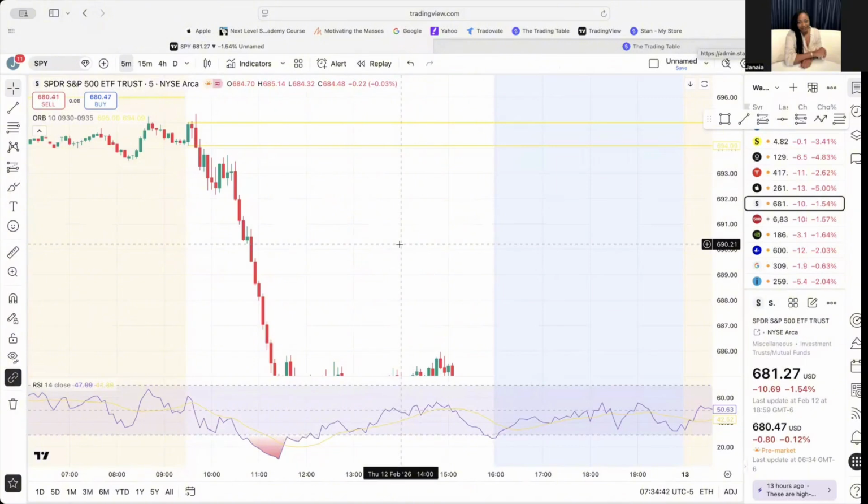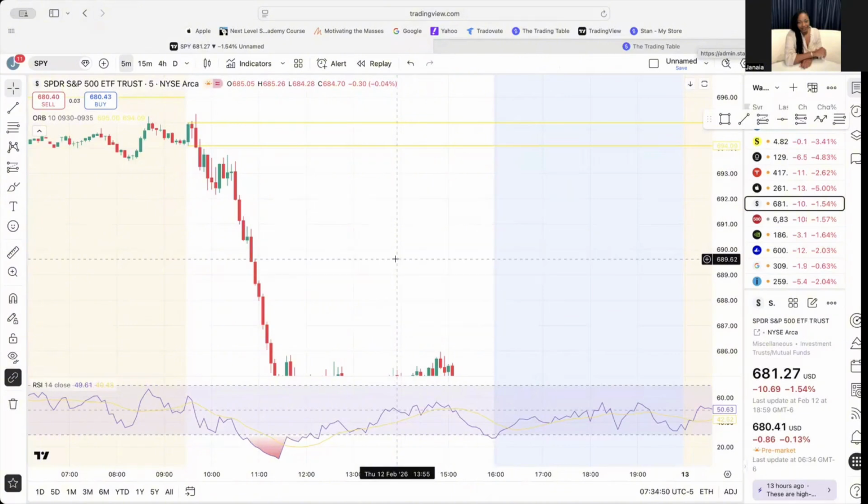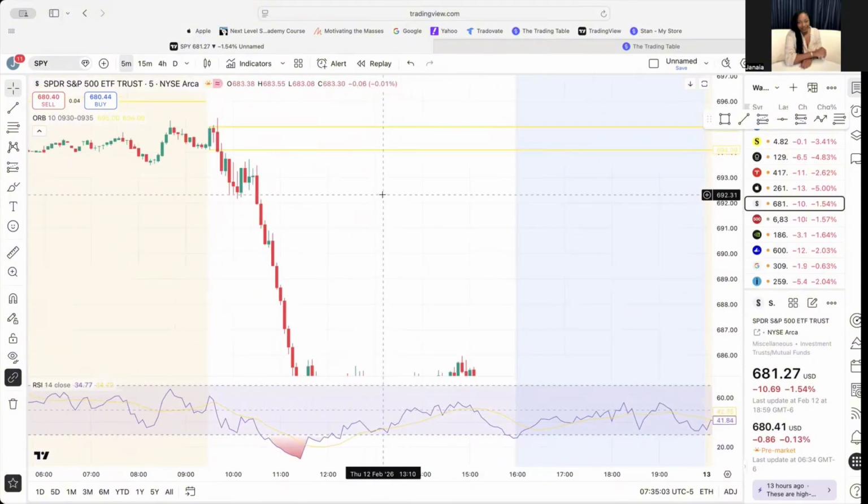So, I'm Janam, if you don't know already, and I keep my chart fairly simple on purpose, because having a whole lot going on at one time on your chart doesn't necessarily mean better trading. So, I'm going to break down everything that I have on my chart in a way that actually makes sense to you if you're new to trading.